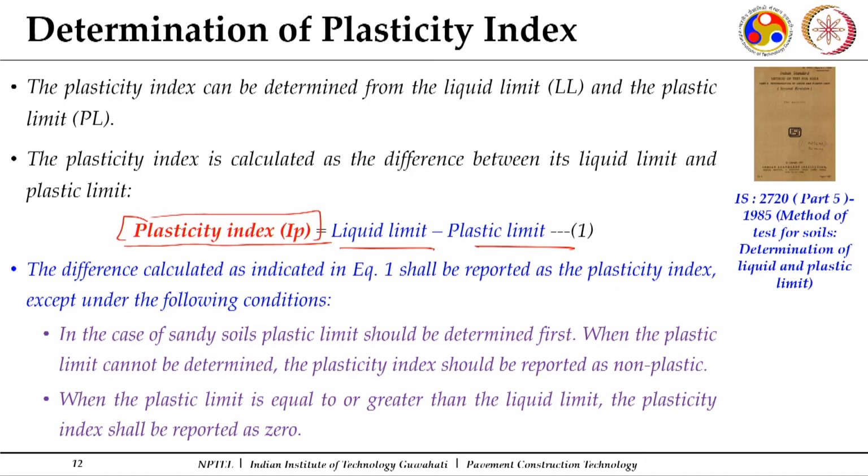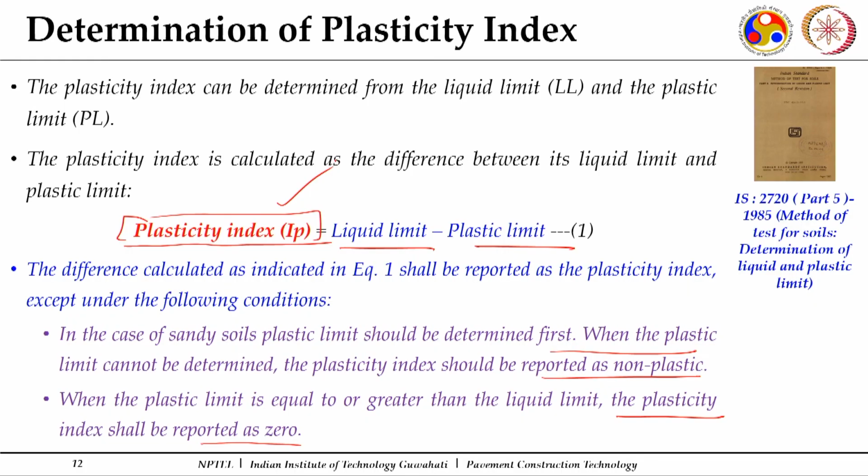If a sandy soil is there, then when you look for it, you will not be able to form a thread of it. So we will say that it is non-plastic because you are not able to form a thread. And there may be certain soils where you have very little difference between the liquid limit and plastic limit, so it can even be 0. The value can also be reported as 0 when the plastic limit is equal to the liquid limit. So the water holding capacity, or the plastic nature of the soil, can be estimated through this plasticity index.